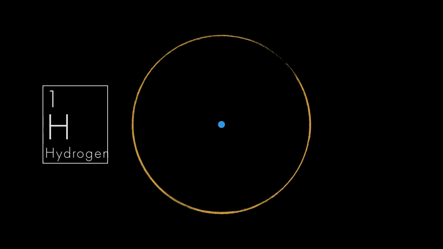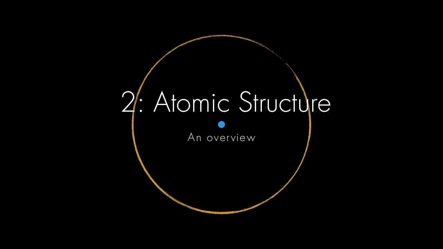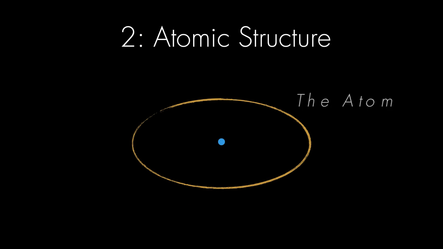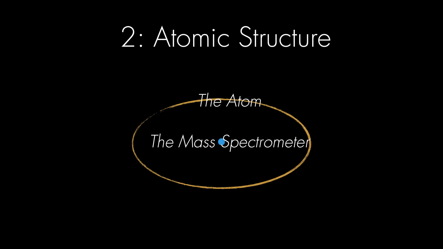Imagine the smallest piece of matter that you can think of. You might have thought of a proton. Add one electron in orbit, and we have the simplest atom, hydrogen. This video is an overview of Topic 2, Atomic Structure. In this video, we have three subtopics: the atom, the mass spectrometer, and electron arrangement.